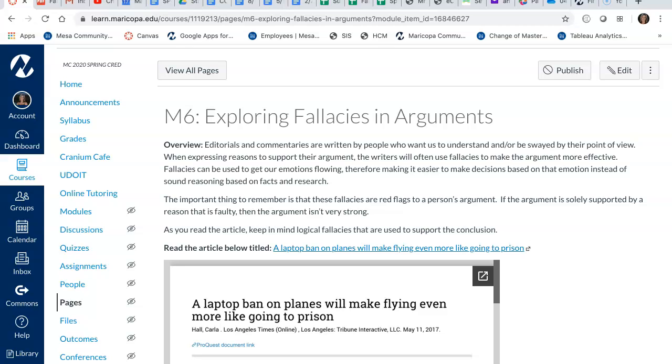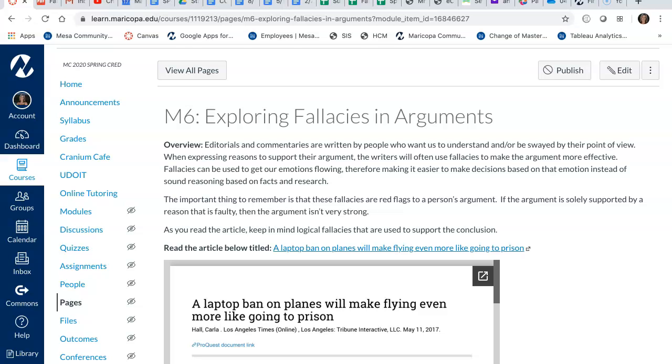So for this assignment, you are going to be actually reading an article and then exploring fallacies within an article. The discussion board was to help you figure out how to find fallacies in an advertisement. Now I want you to actually read an article and figure out how to identify fallacies as reasons that the author provides to support what they believe within an argument of an article.